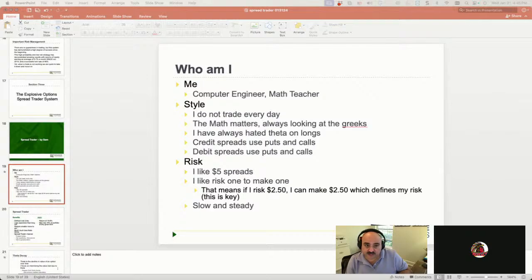Oftentimes the spread is made or lost in the last day in a lot of cases, and that is because of the theta and how spreads work. So patience is key on doing spreads. Okay, next one, Bob.